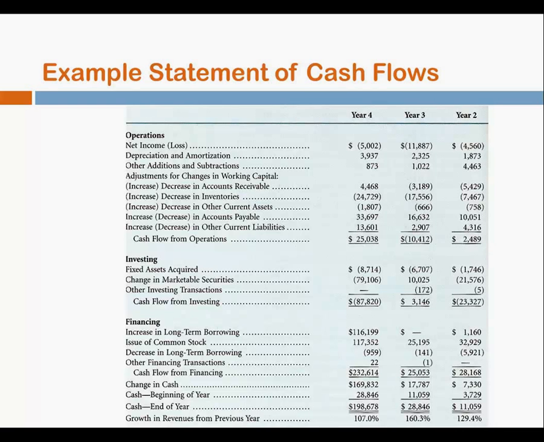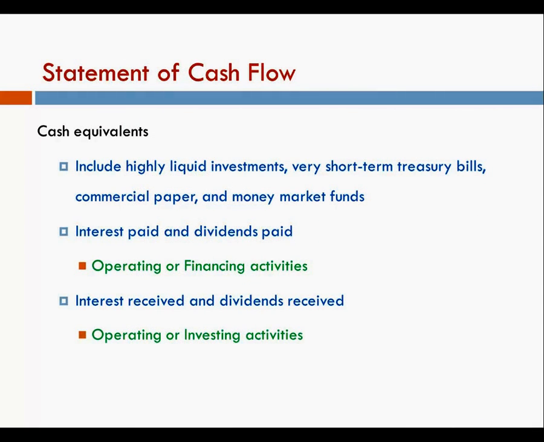And you separate it out because at the end of the day, you really care about cash from operations. If you can't generate positive cash from operations over the long haul, you can't stay in business. You need to generate it from operations. And when we talk about cash, we really talk about cash and cash equivalents. There are some items that are very similar to cash, like short-term treasury bills, commercial paper, and money market funds.